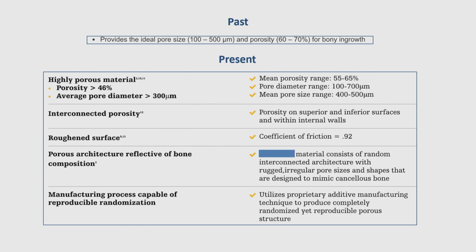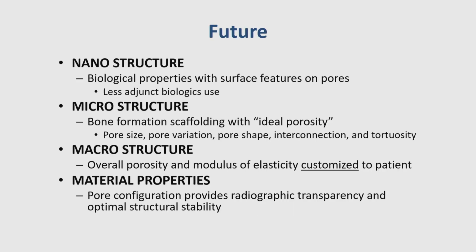This is good. I mean, you can imagine a future, though, where we have nano features built into the cage itself that we have printed that obviate the need for a graft extender. You may not have to use BMP. Microstructure with ideal porosity, making bone grow in that take advantage of pore size, variation, all these things. A macrostructure that has a modulus of elasticity customized to the patient. Let's think in the future. You've got a 3D printer in your OR, and you can print a cage exactly to your patient's specifications.